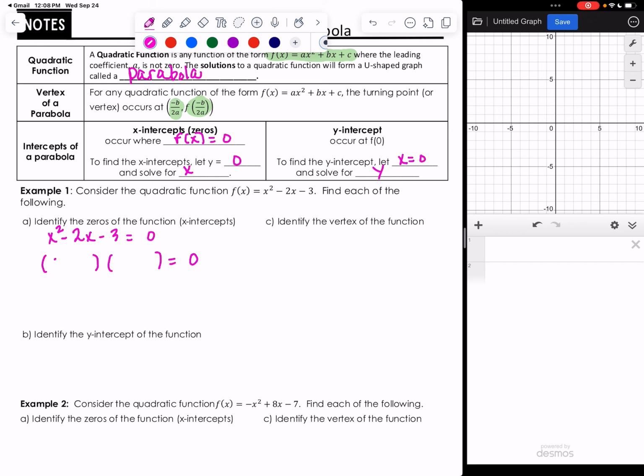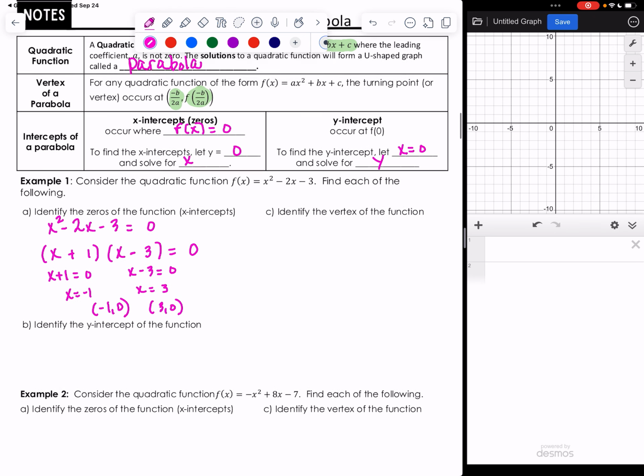To get our first term x squared, we would have to use x times x. To get our last term 3, there's only two things that will multiply together to give you 3, and that's 1 and 3. And we need that 1 and 3 to add up to negative 2. So that means the 3 will be negative and the 1 will be positive. After you have factored the function, you take each factor and set it equal to 0 and solve for x. So here we have x equals negative 1. Here we have x equals positive 3. So our x-intercepts, or our zeros of the function, are at negative 1, 0 and positive 3, 0.